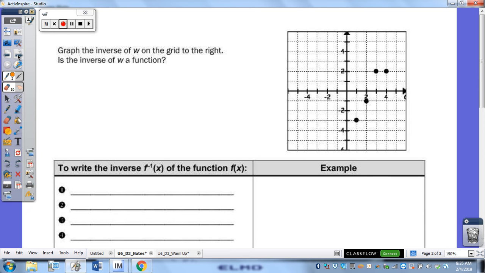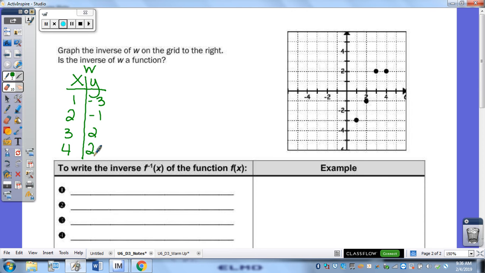So here we're going to practice. Graph the inverse of W on the grid to the right. Is the inverse of W a function? So first thing I'm going to do, because it makes it a little easier, is I'm going to make a table of values for what they already have graphed over there, which they're calling W. So then I'm going to write down the points that I have over there. So we got 1, negative 3 is my first point. And then 2, negative 1. And then 3, 2, and 4, 2. So those were what we have.